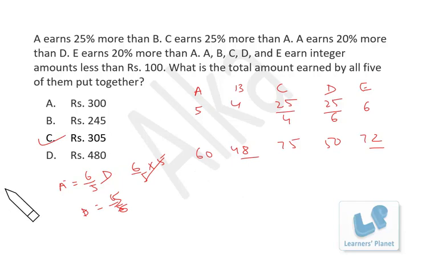So that's a pretty simple thing. If you are clear with this fact, that if A is earning 25% more than B, that means A is earning 125% of B, so A is 5 and B is 4, then if the two data are clear, the remaining can be found out very easily. Okay, let's do the next.